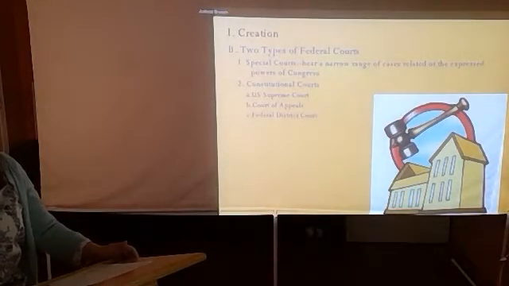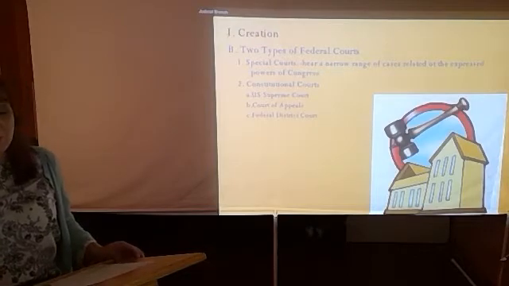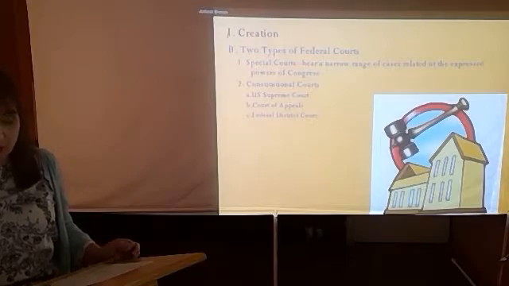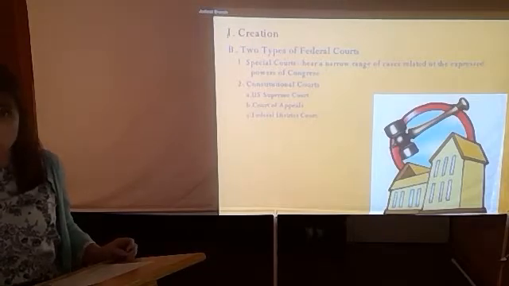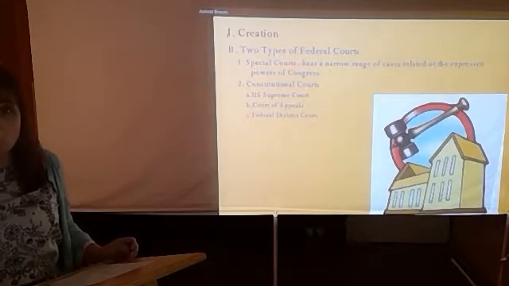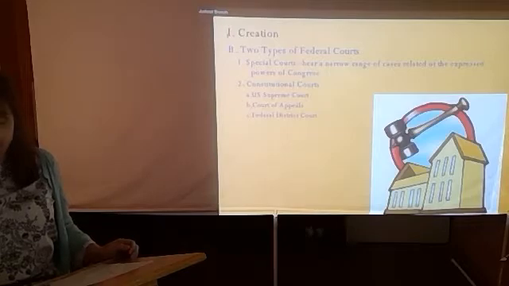There are two types of federal courts. There are special courts, and the range of cases that they hear are very narrow, and they're very specific to the powers of the court. And then there are constitutional courts. Constitutional courts consist of the U.S. Supreme Court, the Court of Appeals, and Federal District Court.